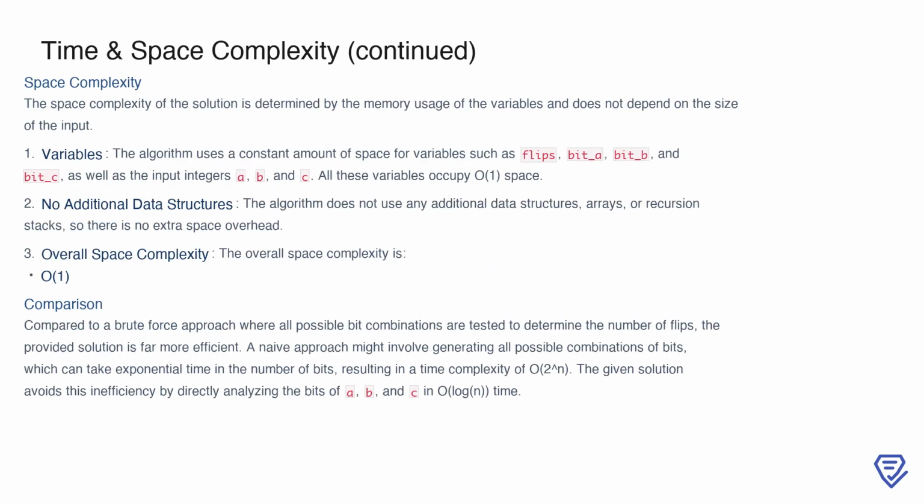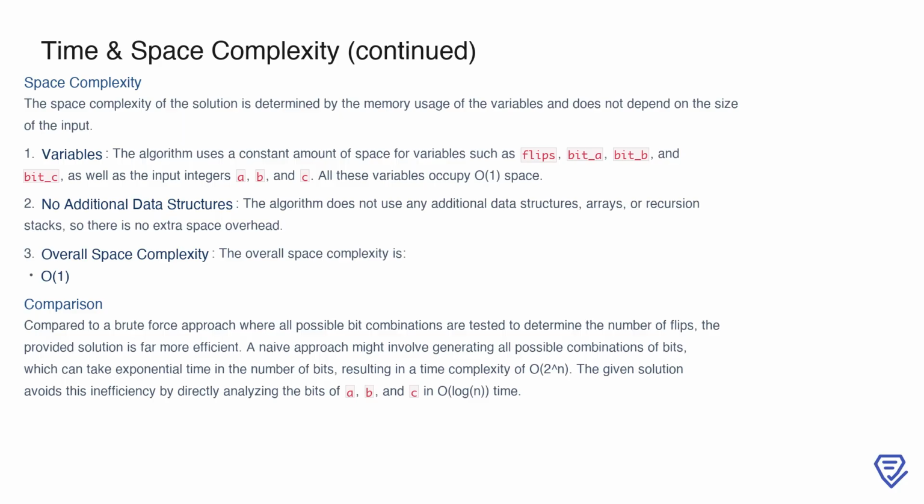Now, turning to the space complexity, the solution's memory usage is independent of the size of the input. The algorithm maintains a fixed set of variables such as flips to count the changes, and bit_A, bit_B, and bit_C to store the current bits being processed. These variables require constant space, or O(1).